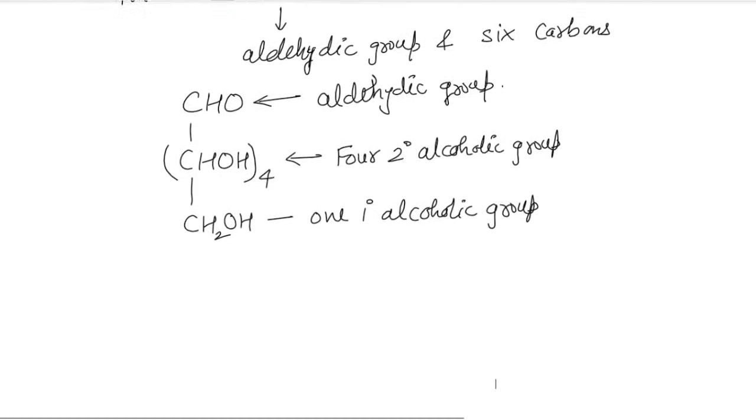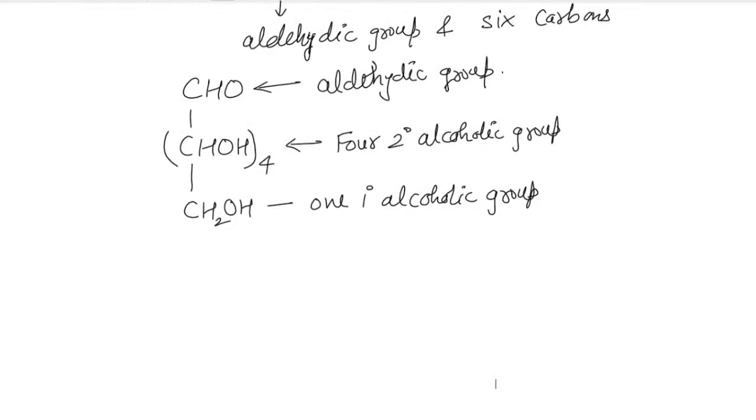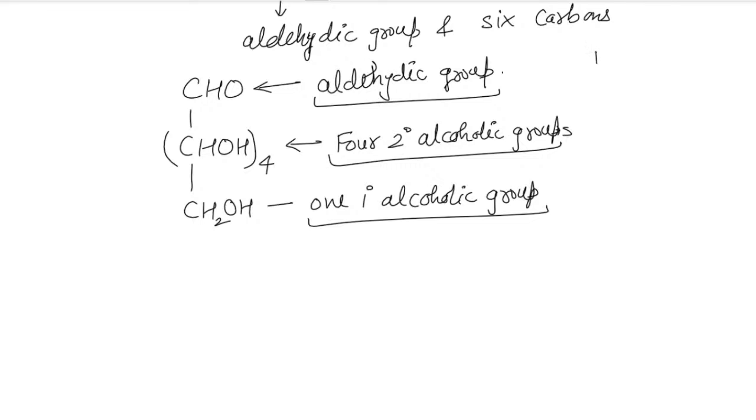So now we have to prove by chemical reactions that it has one aldehyde group, four secondary alcoholic groups, and one primary alcoholic group. We have to prove this by chemical reactions. And this open chain structure of glucose was proposed by Baeyer.